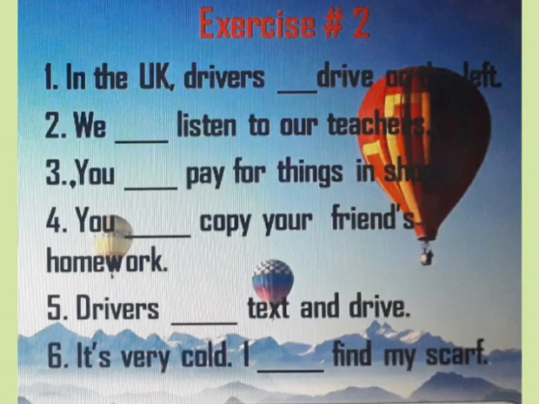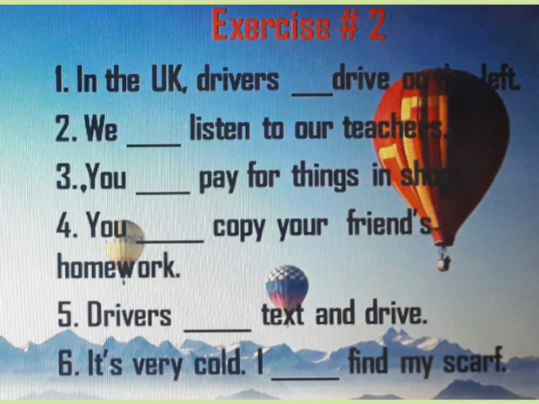Let's continue with exercise 2. Make true sentences. Complete the sentences with must or mustn't. Number 1. In the UK, drivers blank drive on the left. So the answer is must. Number 2. We blank listen to our teachers. So the answer is must. Number 3. You blank pay for things in shops. So must. Number 4, you blank copy your friend's homework. So what's your answer? Of course, the answer is mustn't.